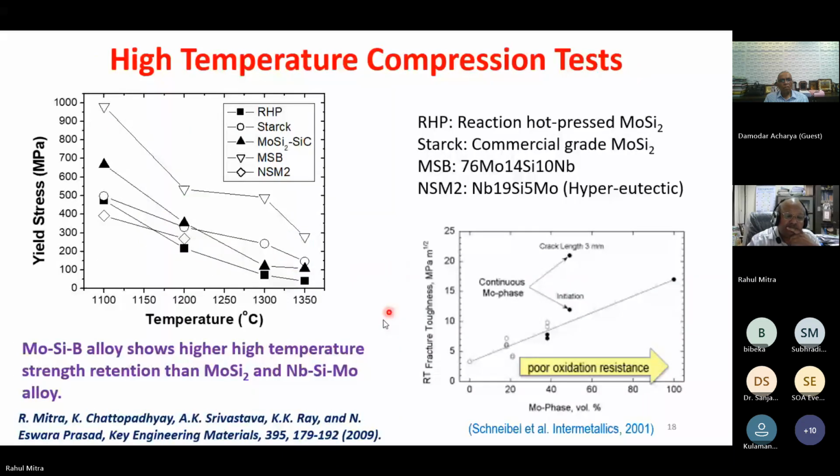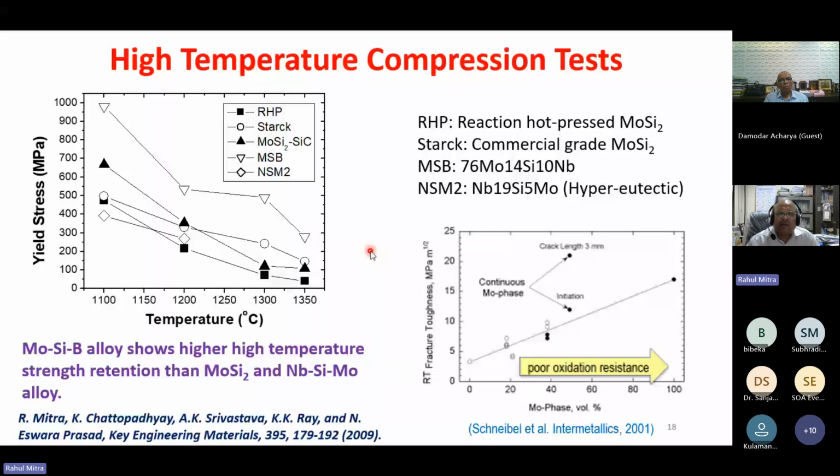Then we did a high temperature compression test, and this is molybdenum silicide from two different sources. One is reactive hot pressing, one is obtained from H.C. Starck, Germany. We hot pressed them, and this is Mo-SiC. This is the molybdenum silicon boron alloy, the composition that I was talking about, and this is a niobium silicide based alloy. We found that the molybdenum silicon boron alloy retains strength at high temperature the best. So its strength retention is very good, its oxidation property is very good. The only drawback is low fracture toughness.